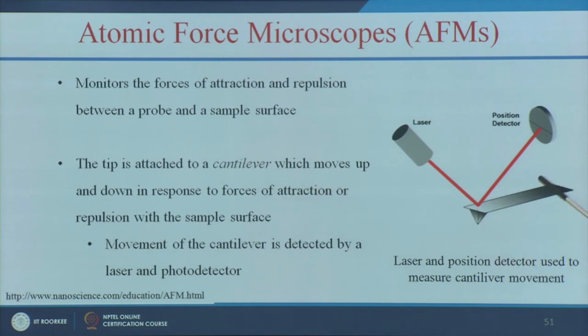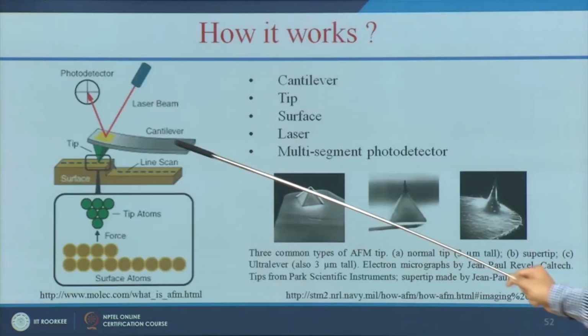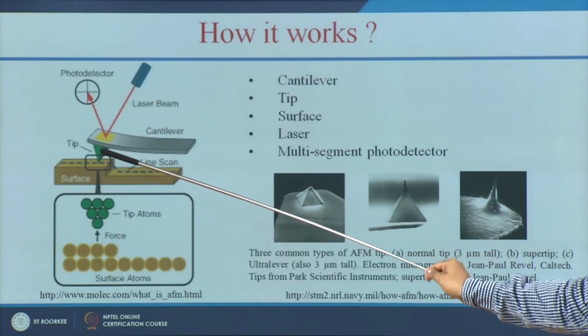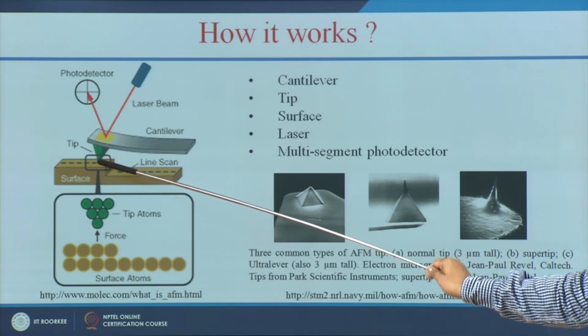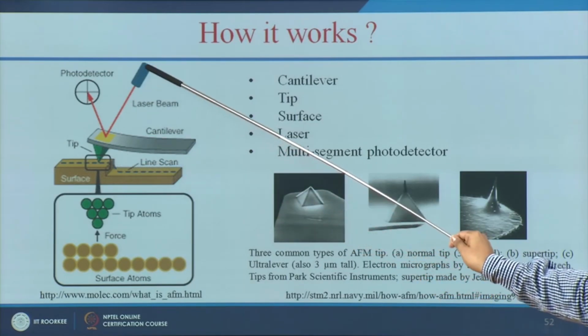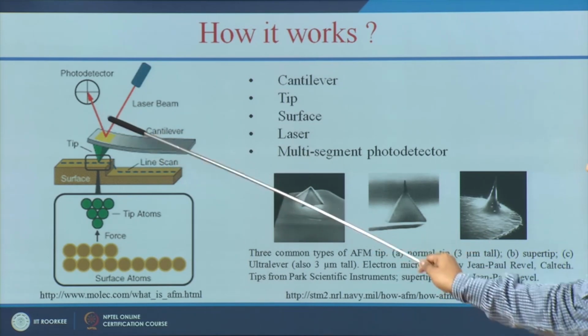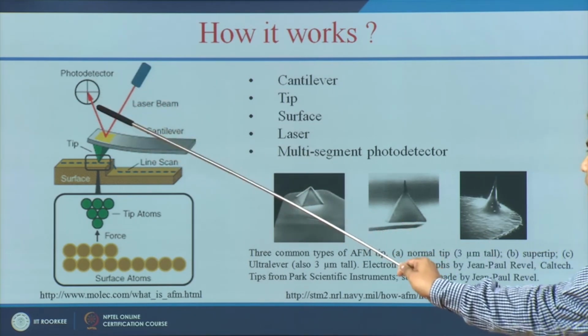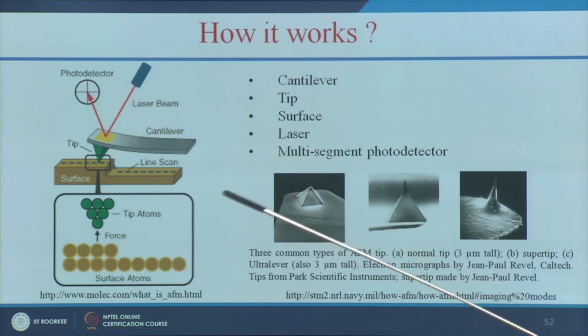Here the tip is attached to a cantilever, which moves up and down in response to forces of attraction or repulsion with the sample surface, and this movement of the cantilever is detected by a laser and a photo detector. Here you can see the cantilever and this is your tip. If it moves on the surface up and down, the laser beam position will change. Those changes are measured using the photo detector, and it will give the image accordingly, and we can select the tip according to our sample and application.